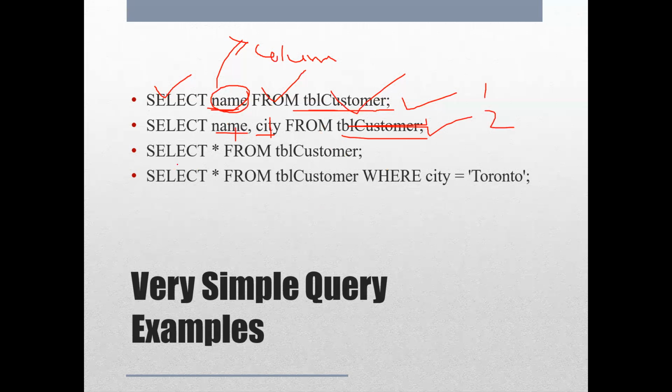Now the third query, select asterisk from table customer. Now this asterisk, you know, is basically all or everything. So select everything from table customer. How do we read that? Select everything from table customer. You want to select each and everything from the table customer. For that, you will run asterisk.